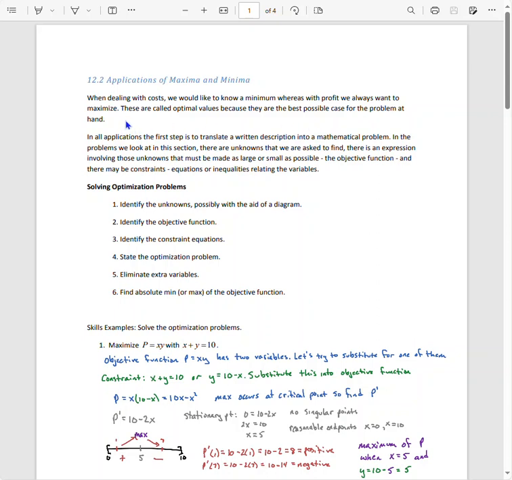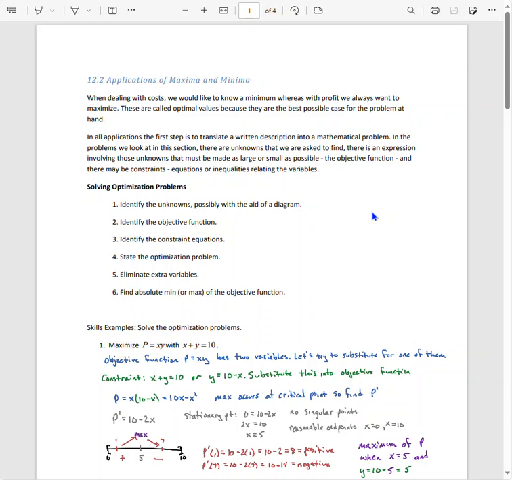So optimization. In all applications, the first step and the hardest is translate a written description into a mathematical problem. I know you guys can solve mathematical problems. I know that some of you struggle taking the words and figuring out what math you need to do. So that's what we're going to work on in this one.